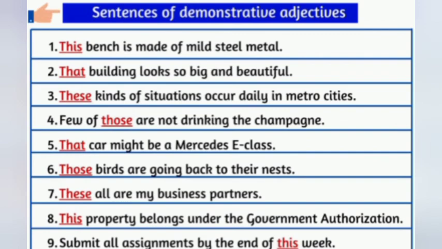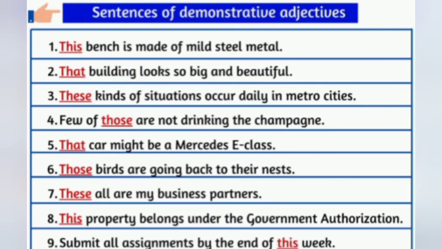Like this bench is made of mild steel metal. This is defining the noun bench. That building looks so big and beautiful. This shows that the noun building here is very far. It is single in number, so that is used here.